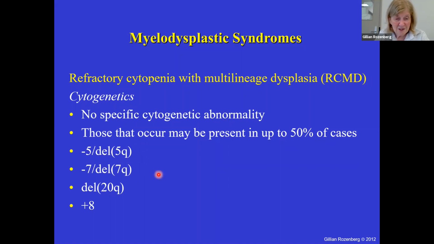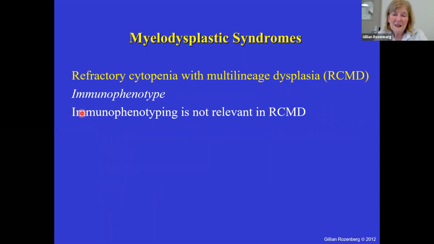I'm not into cytogenetics, but the Q is the long arm of the chromosome, and the P is the short arm, and the P stands for petite, which is French for small. I'm not too sure what the Q stands for, but it's the long arm. Again, not enough blasts, so immunophenotyping is still not relevant in refractory cytopenia with multilineage dysplasia.